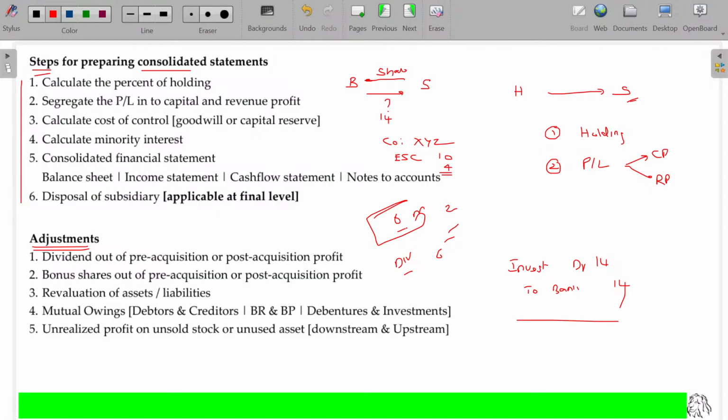Now what is the journal entry for the receipt of dividend? 6 rupees is received. What is the journal entry? Come on, tell me. Bank account debit. How much does it get? 6 rupees. Am I right? Come on, tell me. What is his gain? If he gets 6 rupees as a dividend, what is his gain? 2 rupees is gain.